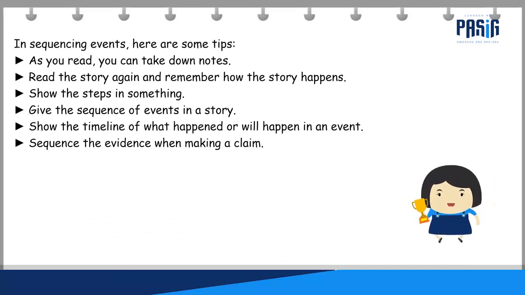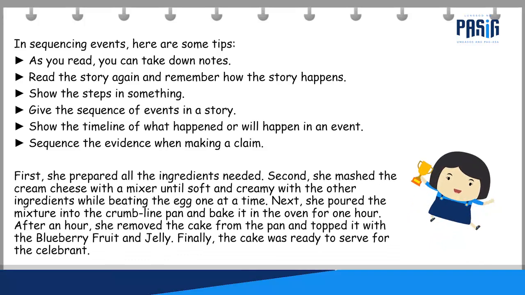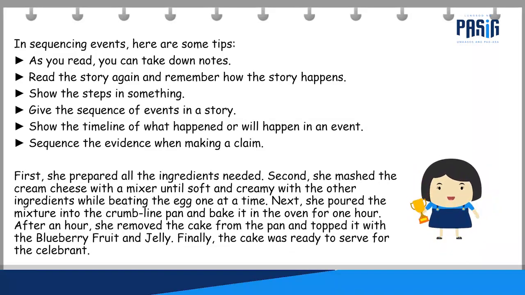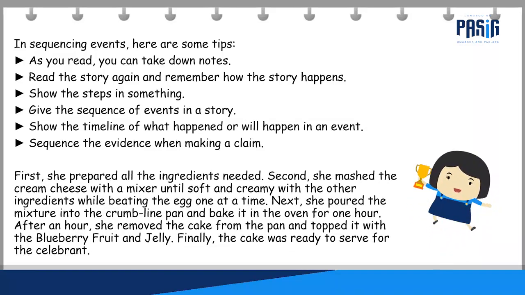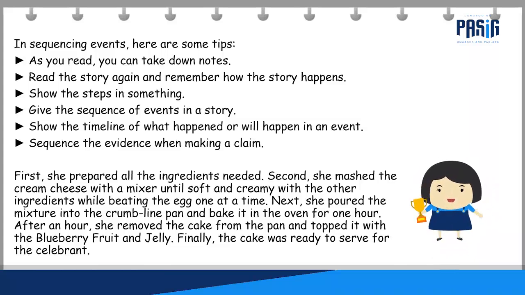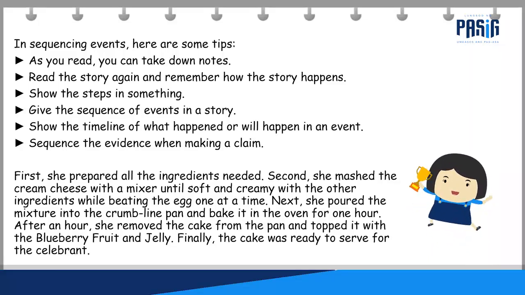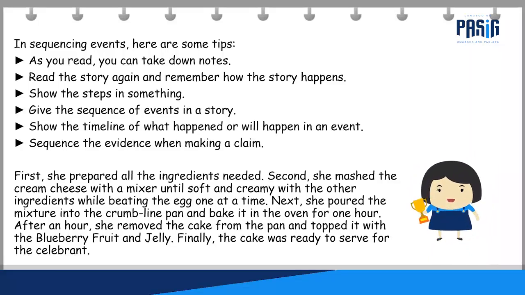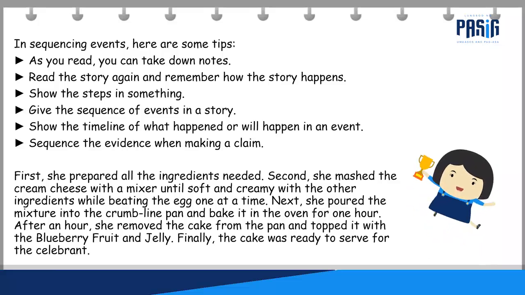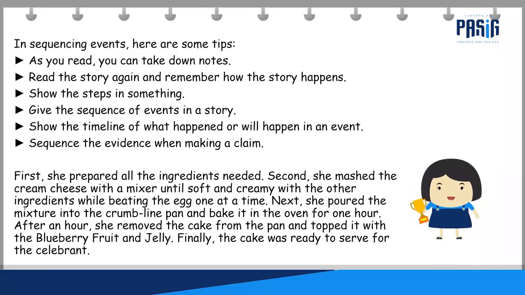Let us go back to the details of the story as to what happened to show the proper sequence of the story. First, she prepared all the ingredients needed. Second, she mashed the cream cheese with the mixer until soft and creamy with the other ingredients while beating the egg one at a time. Next, she poured the mixture into the crumb-lined pan and baked it in the oven for 1 hour. After an hour, she removed the cake from the pan and topped it with the blueberry fruit and jelly. Finally, the cake was ready to serve for the celebrant.